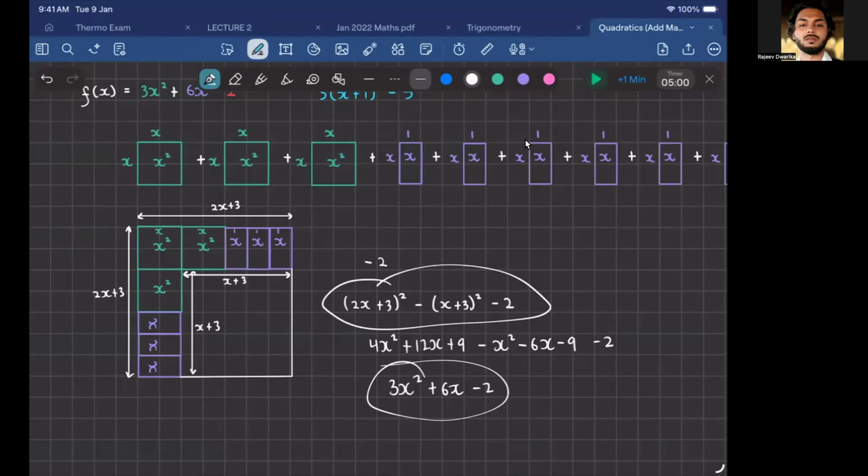So, you know what that means, Serena? That means that there's some other way we could represent this thing. There's some other way.